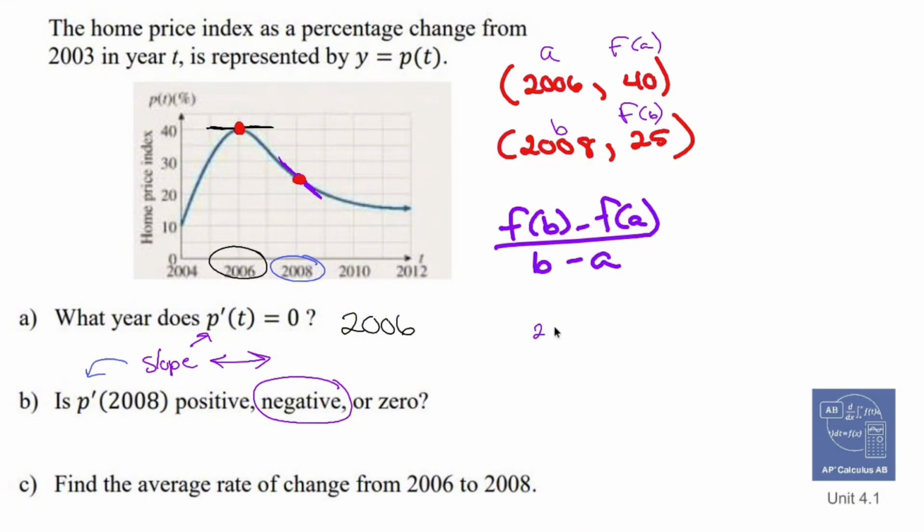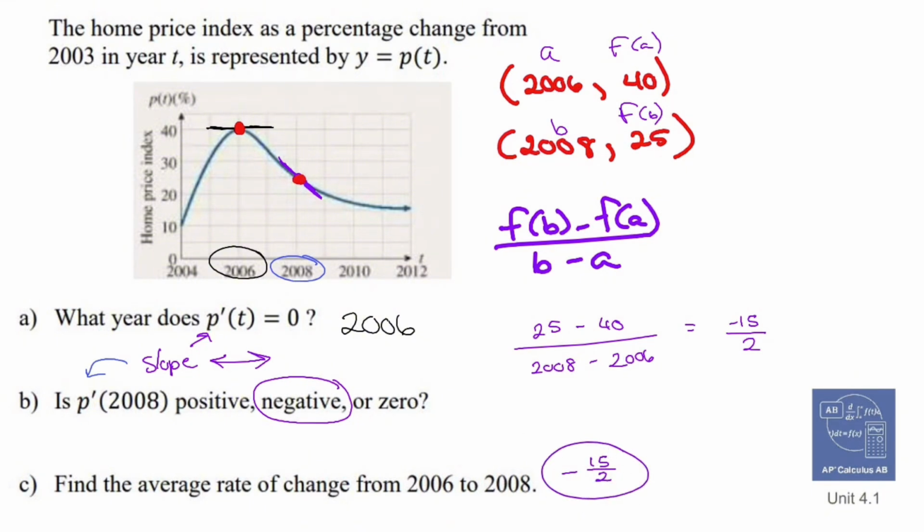F of b is 25, minus f of a is 40. Regular b is 2008. Regular a is 2006. 25 minus 40 is negative 15. 2008 minus 2006 is 2, and we could basically just call that negative 15 over 2. Unless you want to call it negative 7.5, that's perfectly fine.